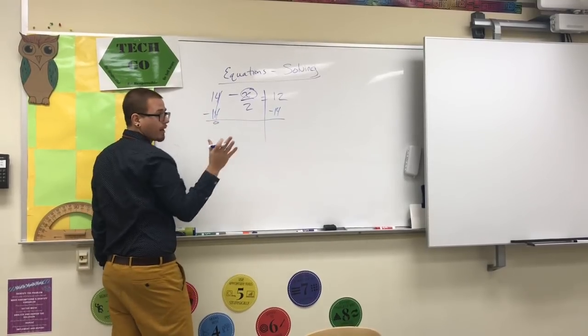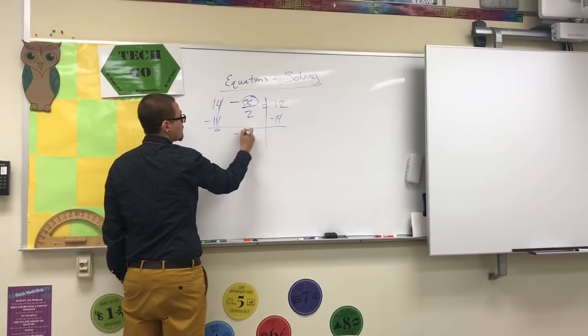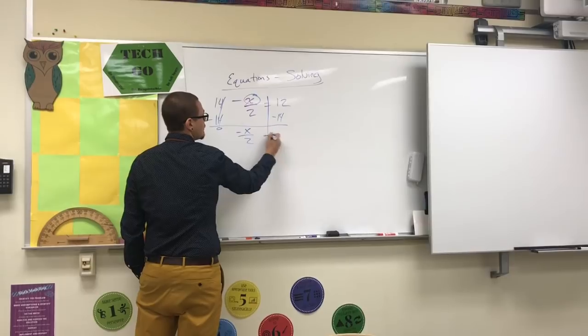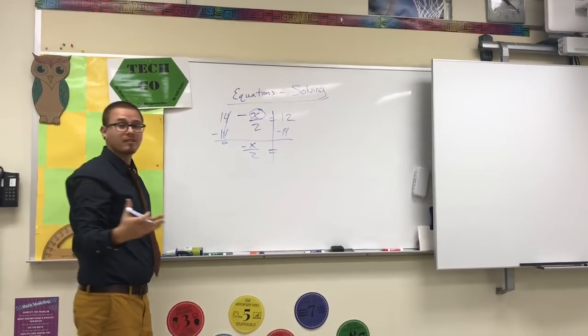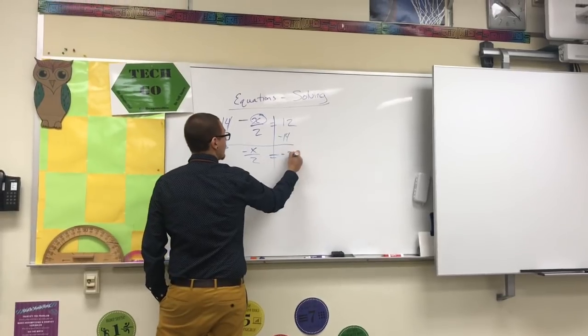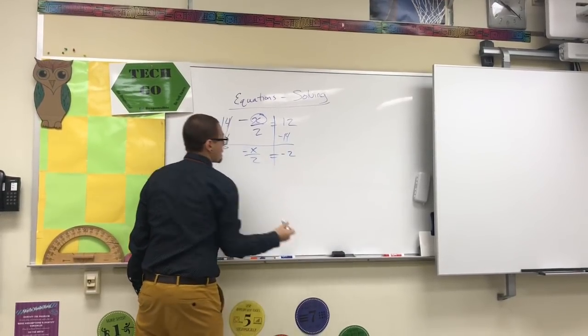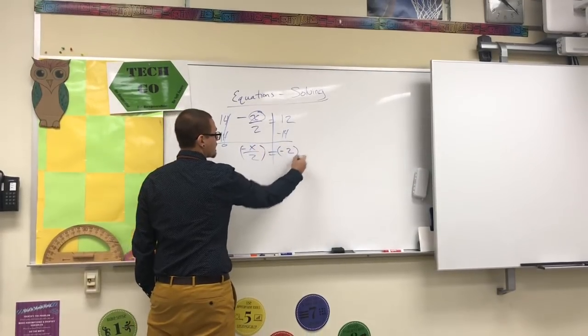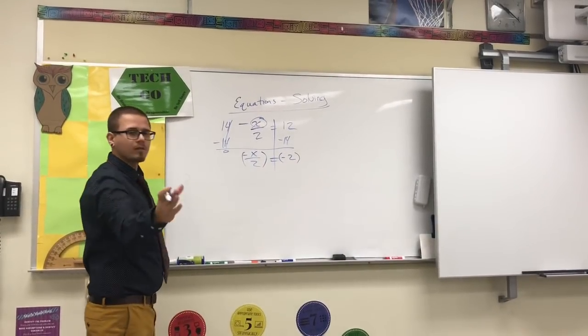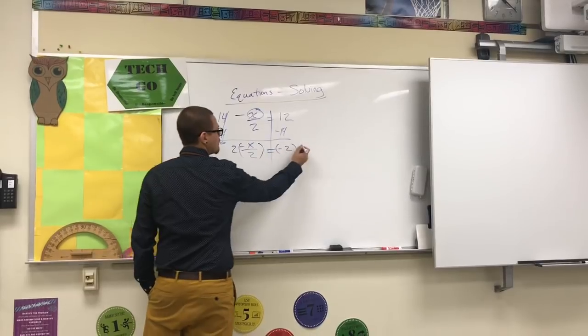I could write 0, but I don't need to. -x divided by 2 equals 12 minus 14. The negative number is farther away from 0, so it's going to be a -2. Now, this is division. To undo division, put both sides in parentheses. I'm going to multiply this by 2 to get rid of that 2.